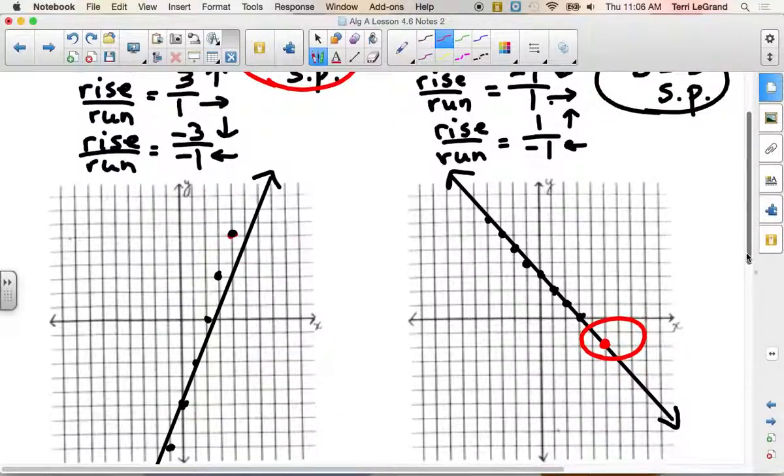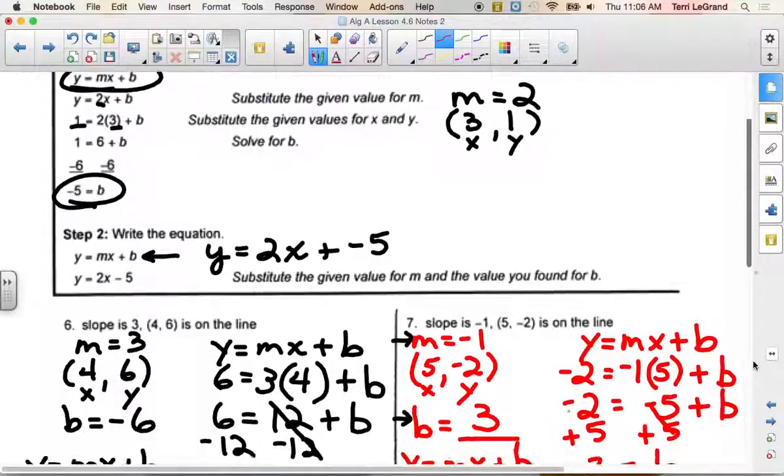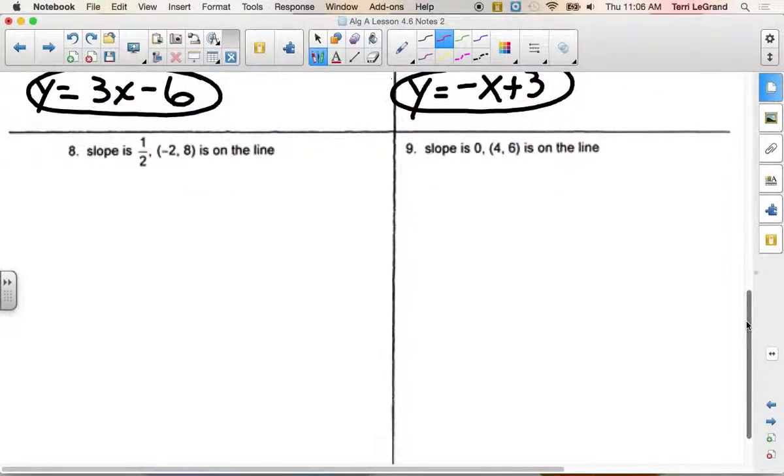So any questions on that one? Okay, then let's go back to our other sheet. And let's do one that has a slope that's a fraction. You don't have to be afraid of fractions. So what is that 1/2? What do we call it? 0.5. M equals.